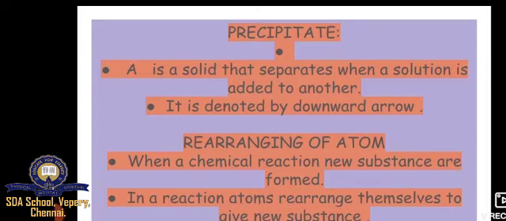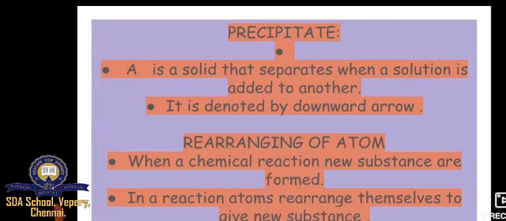So when a solid is separated from the solution as it is added to another, when the two solutions are reacting together, the precipitate, that is the semi-solid, will be at the bottom and the liquid will be the top layer. The solid particles we can call a precipitate. It is denoted by a downward arrow.